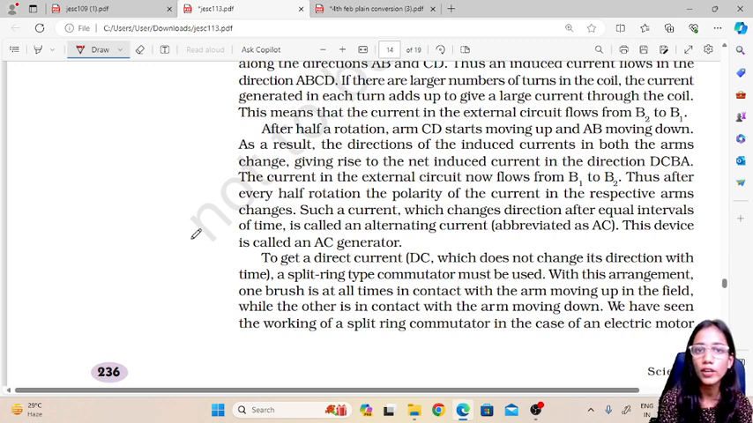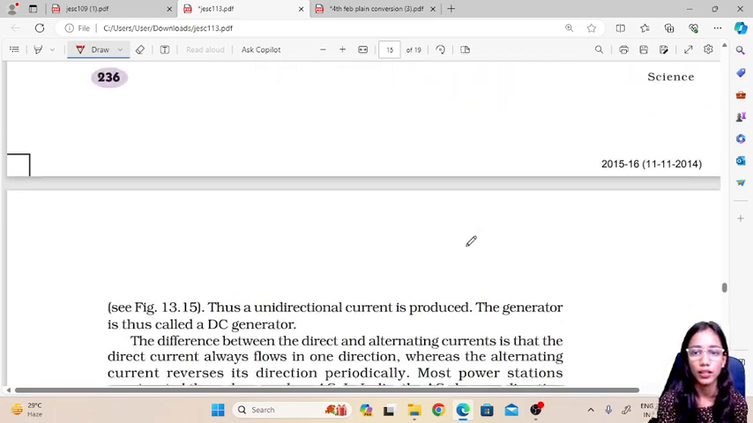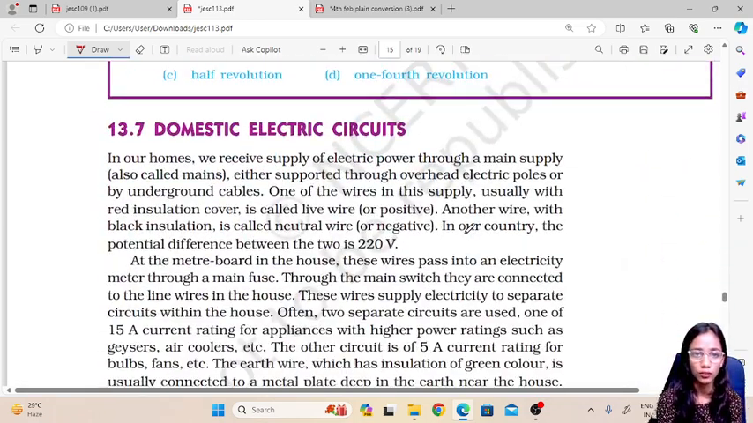The motor has a split ring type commutator. The generator has a whole ring. The motor is a DC device, and this is an AC generator. So these are some of the differences.